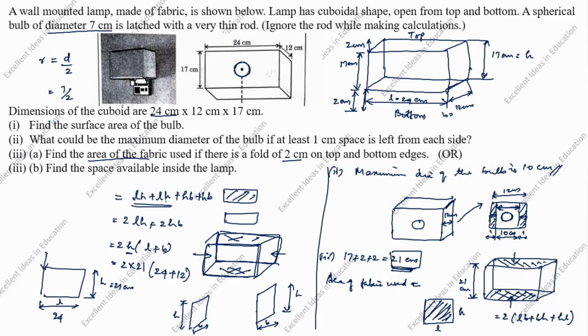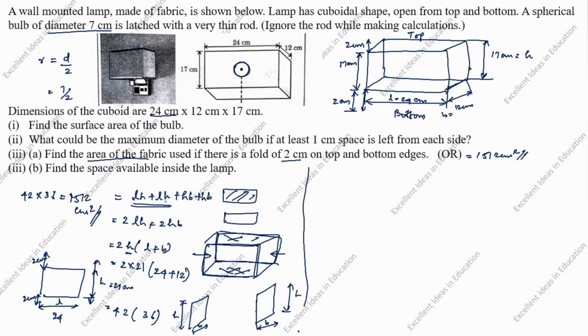You see the question, top and bottom edges is 2 centimeter. Fold of 2 centimeter on top and bottom edges. So height is 21 centimeter. 2 into 21 is 42, 24 plus 12 is 36. Next, 42 into 36 equal to 1512 centimeter square. So the answer is 1512 centimeter square for area of fabric used. This is the answer for third question A.